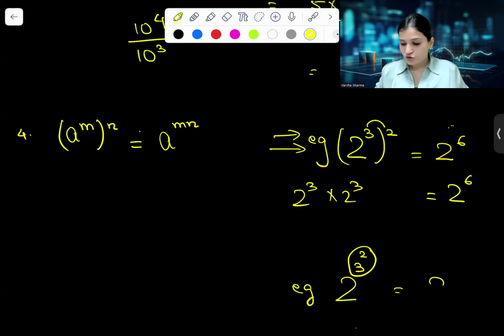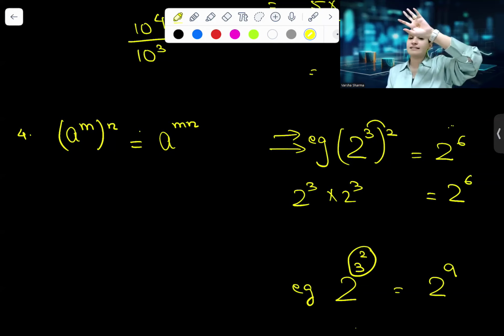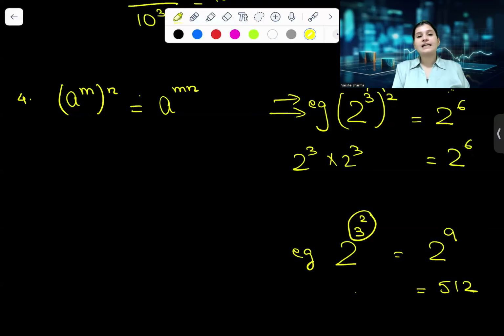So what is 3 square? 9. So 2 to the power 9. The first floor and second floor, when calculated, give us 9. So that takes the place of the first floor. And then we can calculate this to 512. Clear?